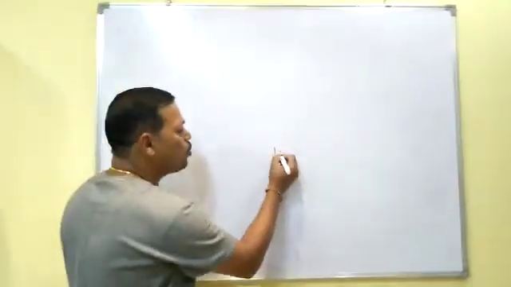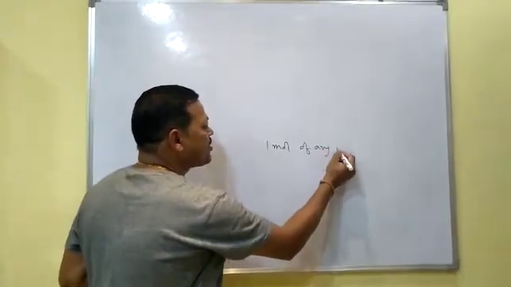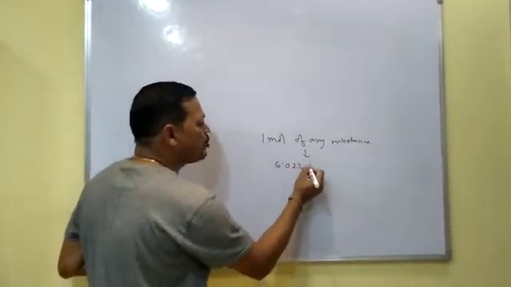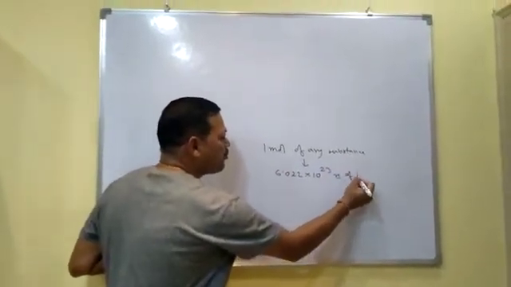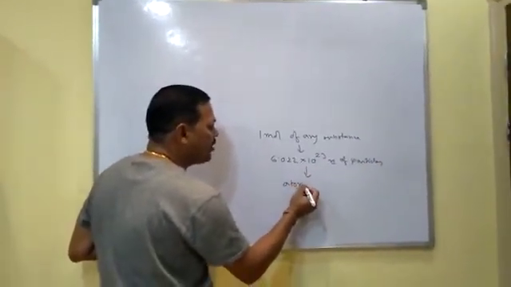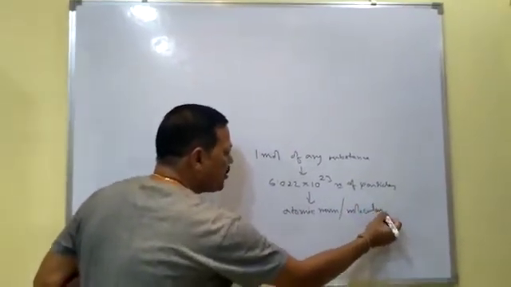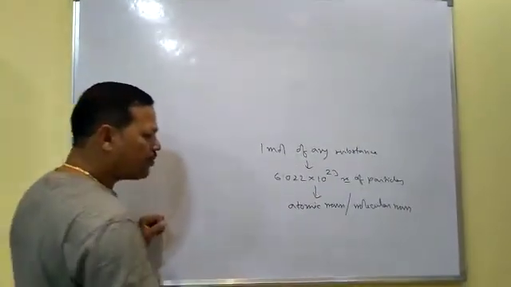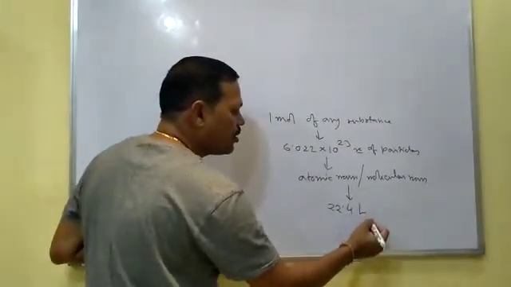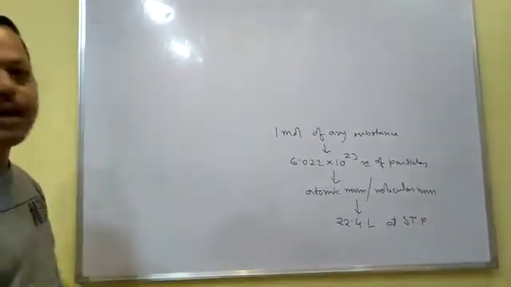As you have got, 1 mole of any substance always contains 6.022 into 10 to the power 23 number of particles. 1 mole of any substance always contains its atomic mass if the substance is an atom, or molecular mass if the substance is a molecule. And 1 mole of any gas always contains 22.4 liter of volume at STP, I mean standard temperature and pressure. This you have got.